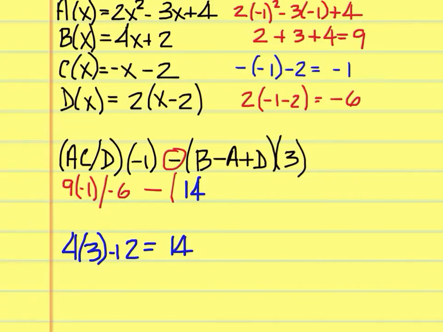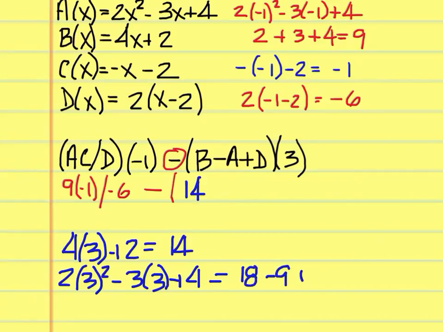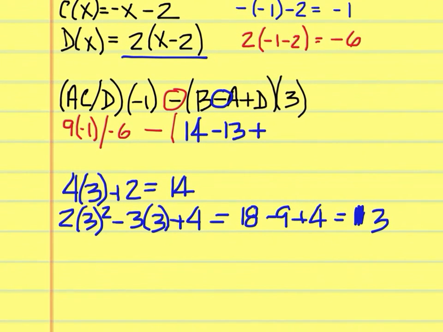And then I'll have the a function to deal with. Putting a 3 into the a function is going to be 2 times 3 squared minus 3 times 3 plus 4. That's 18 minus 9 plus 4. That's a 13. And remember, it's minus in here between b and a, so I have to put in minus 13. And then plus whatever I get for 3 going into d. So here's the d function, and I'm putting a 3 into it. I'll move down just a little bit. That would be 2 times the quantity 3 minus 2, which is just going to give me a 2.